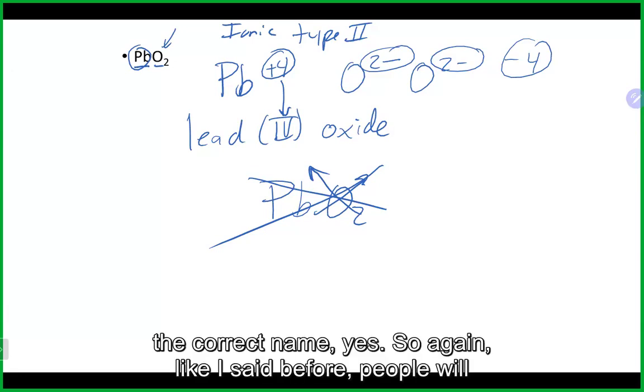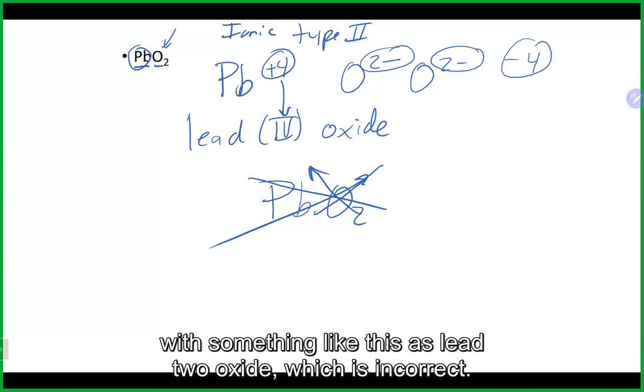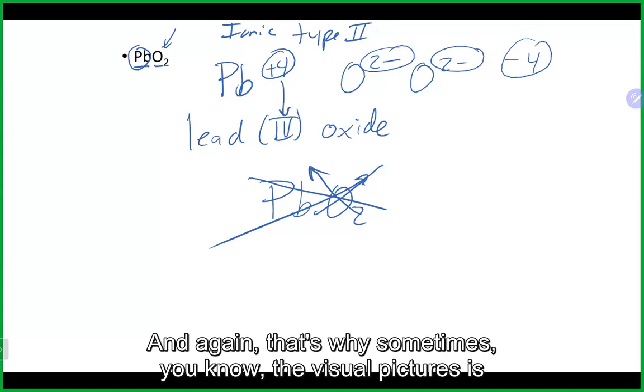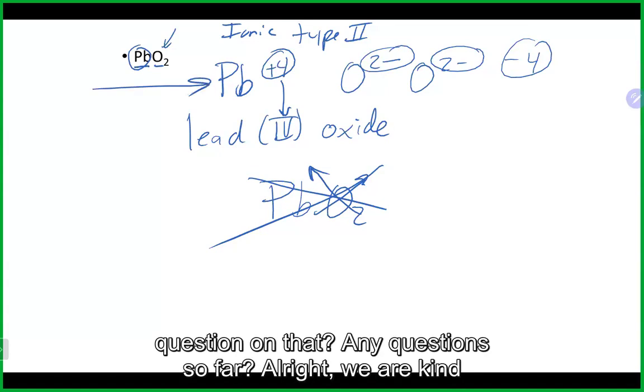That would be the correct name, yes. So again, like I said before, people will oftentimes just kind of do that switcheroo, and they will end up with something like lead 2 oxide, which is incorrect. And again, that's why sometimes the visual pictures are a good thing, to just visually see what's going on. Any questions so far?